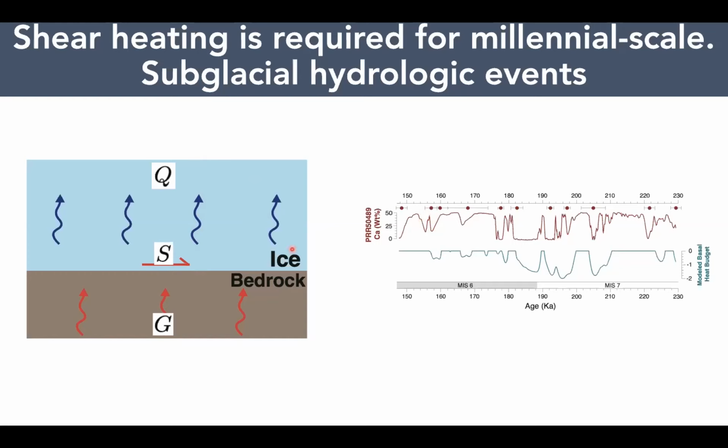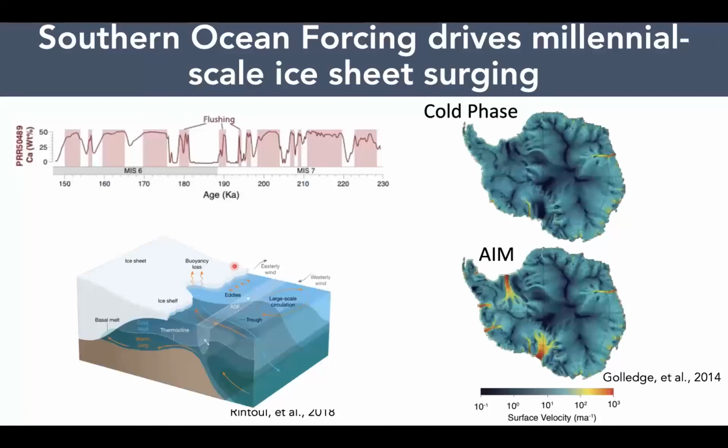And so what we're calling on is shear heating. When we model the basal heat budget by shear heating, by changing the thickness of the ice via a glaciologic mechanism, we're able to output changes in the basal heat budget that match in time our record. In terms of the glaciologic mechanism that would change the shear heating on a millennial timescale, we're calling on the Southern Ocean forcing, just like what Jessica was calling on.